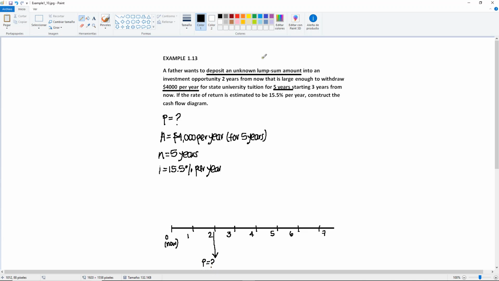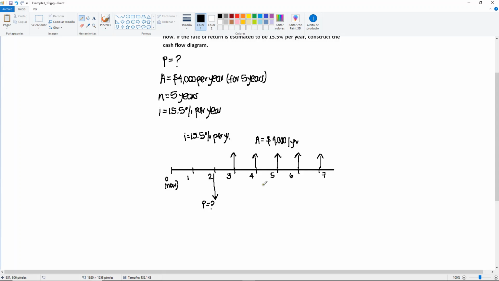Okay, then 3 years from now, the daughter or son will be able to withdraw the $4,000 per year for the tuition. So starting in year three, we're going to have the first withdrawal, and this is going to happen for 5 years. 1, 2, 3, 4, and 5. Here we have A equals 4,000 a year. Don't forget to write down the interest rate, which I'm going to put somewhere in here. I equals 15.5% per year.